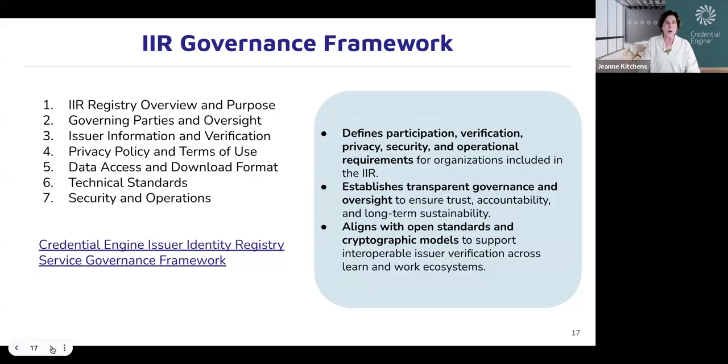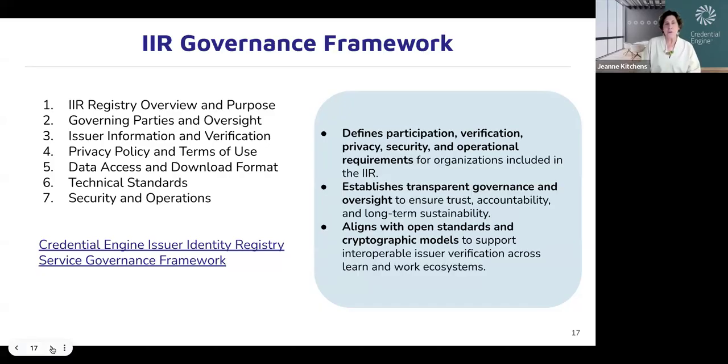I want to point out that part of that governance framework also includes convening an ongoing advisory group for this body of work. And at the end of the webinar, we'll also be sharing a link for those of you who want to go ahead and get an early sign up to join that group.